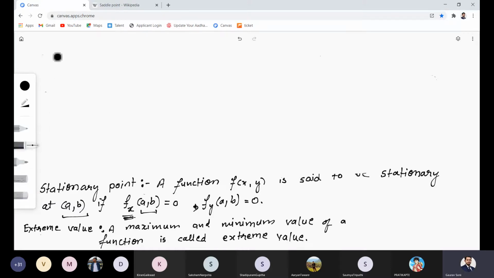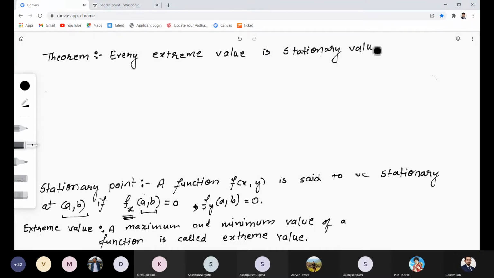So the theorem is like this. Every extreme value is a stationary value. And the converse may not be true.